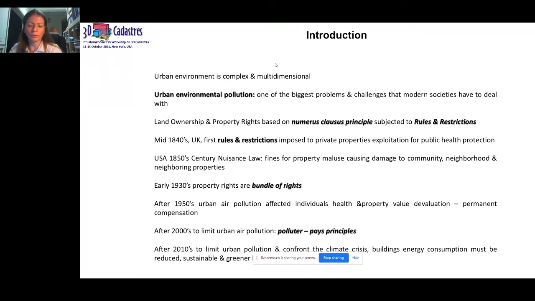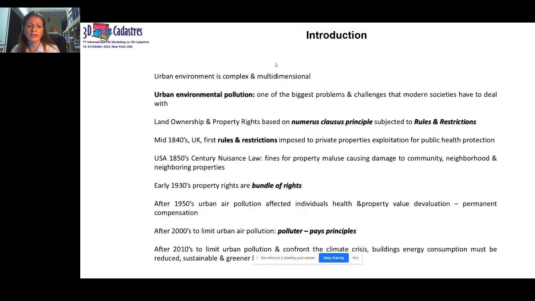And the first rules and restrictions regarding the use of property in respect to health protection were enacted in the 1840s in the United Kingdom with Chadwick's Sanitary Act. In the United States, in the 1850s, the nuisance law was enacted, when fines were imposed on property misuse that was causing damage to the community or neighborhood properties.